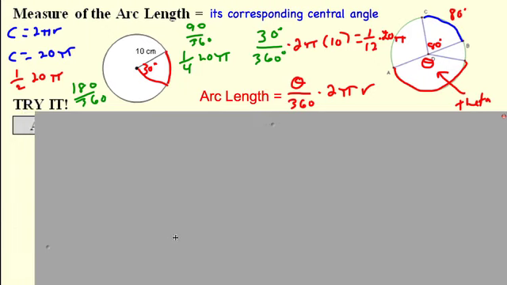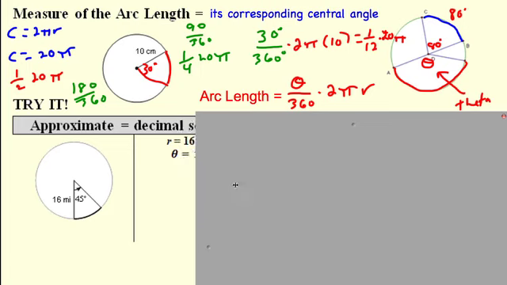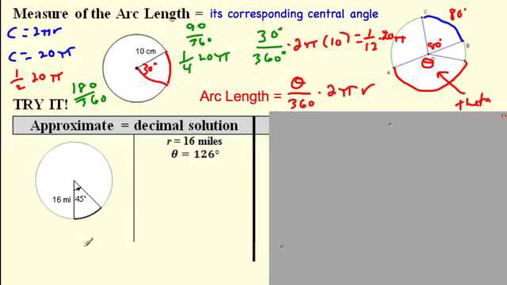All right, let's try some of these. We're going to do approximate, and we're also going to do exact values. I just want this highlighted part, that solid black region there, just that little chunk of it. The central angle is theta, so it's 45 over 360, times 2, times pi, times r. In this case, r is 16.